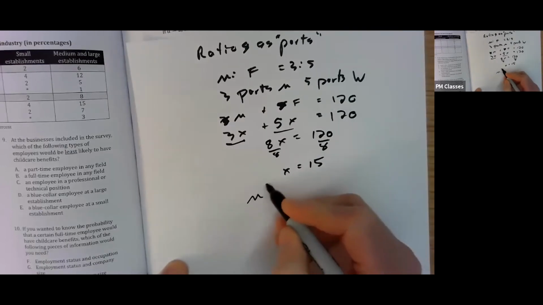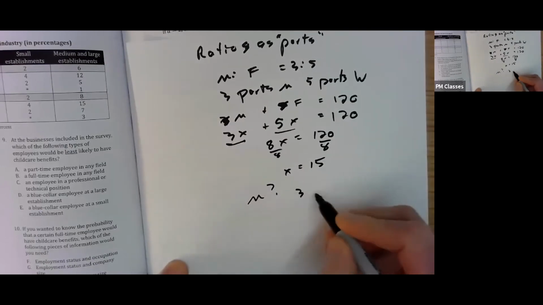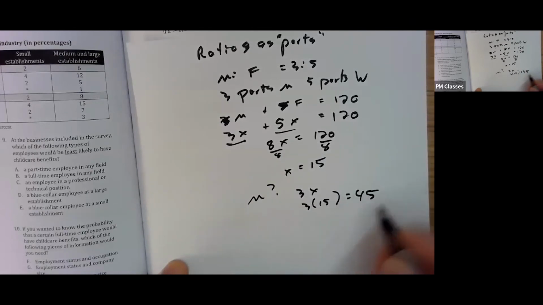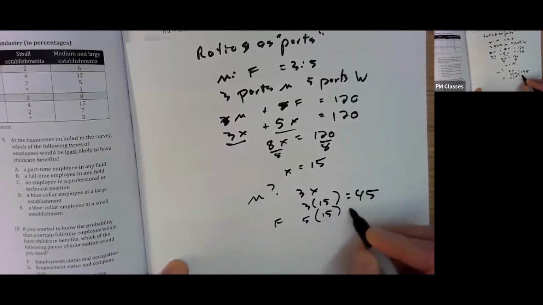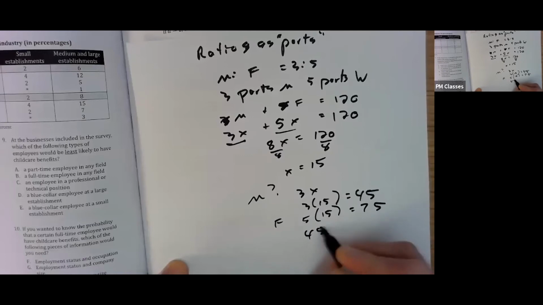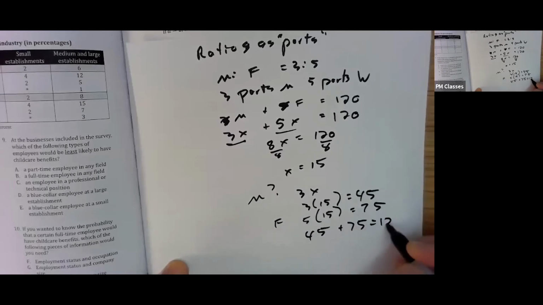So how many men are there? Well, we said the men was 3x. So 3 times 15 would be 45, and the women is 5 parts, so there'd be 75. 45 plus 75, we confirm that equals 120.